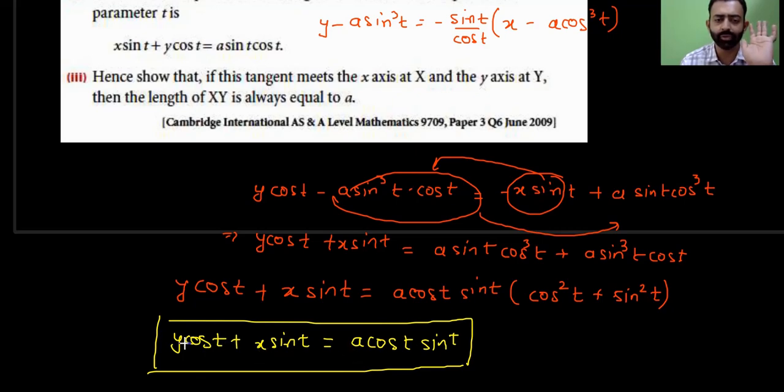In this equation put y equal to 0, this term will get eliminated. You will get x sin t is equal to a cos t sin t. Sin t you can cancel on both sides. Then the x coordinate you will get is just a cos t. So this coordinate is a cos t comma 0. Similarly, if you put x equal to 0 to find the y-intercept, you will get a sin t. This is 0 comma a sin t.